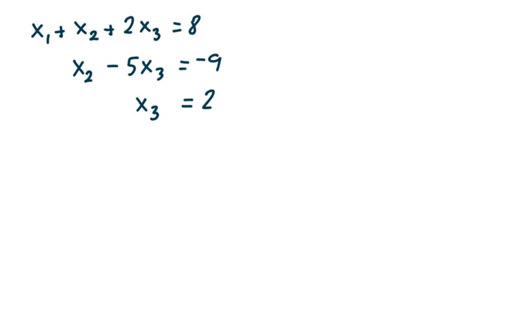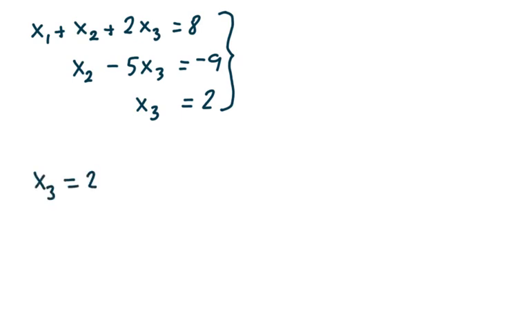And this is what I have. x1 plus x2 plus 2x3 equals 8. x2 minus 5x3 equals negative 9. And x3 equals 2. Notice how this system puts me in a perfect position to solve for x1, x2, and x3 immediately.